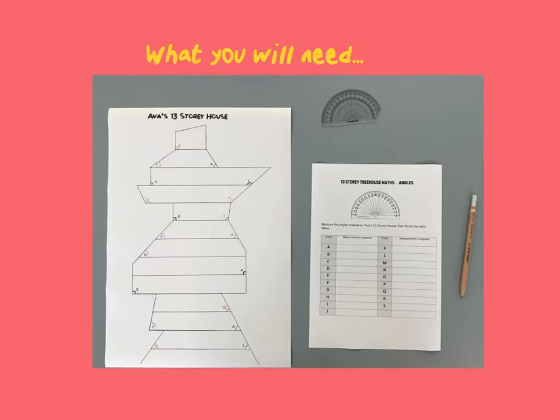Okay, so we're going to measure some angles ourselves. These are the things that you're going to need. First of all, you're going to need a protractor. You're also going to need Ava's 13-storey treehouse printout. You'll also need this worksheet here and a pencil. And if you don't have an eraser at the end of it, then you might want an eraser as well.